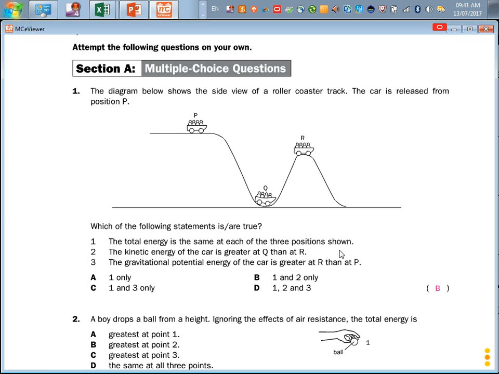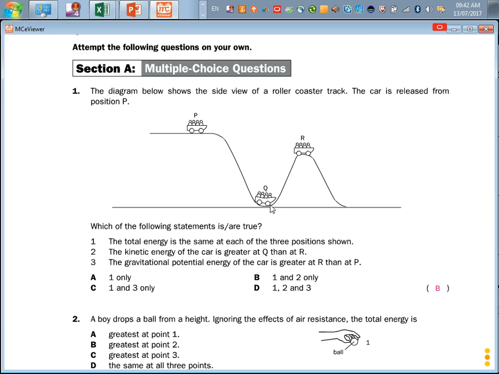We assume that there are no losses. So if there are no losses due to friction, no losses due to sound, and so on, then the total energy should be the same at the 3 positions. Number 2, the kinetic energy of the car at Q is greater than at R. When it is at R versus when it is at Q, at which point do we have the greatest speed? Between Q and R, Q.